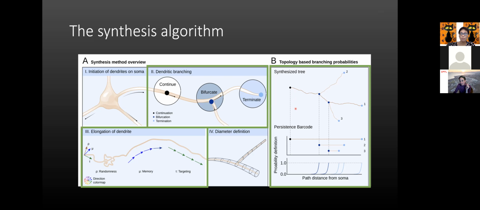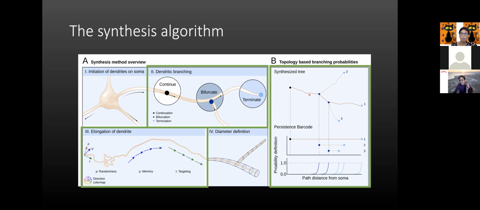If we're going to start with some sort of barcode, we start with a barcode that has a longest bar corresponding to the longest branch. One endpoint of that will correspond to the root. And then we start growing our tree. As we grow the tree, we move along the bars, and as I get closer and closer to an actual endpoint of one of the bars, I have an increasing probability that I will actually bifurcate.